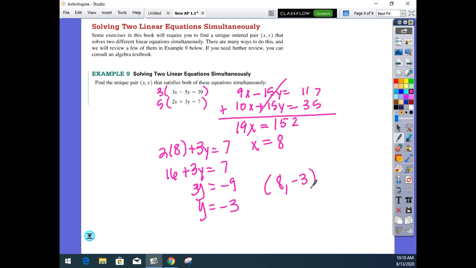So what this tells us is this is the unique pair, x and y, 8, -3, that when you plug it into each of these equations, makes both true at the same time. Graphically, if we graph both of those two equations on a graph, they would intersect at the coordinate point 8, -3.